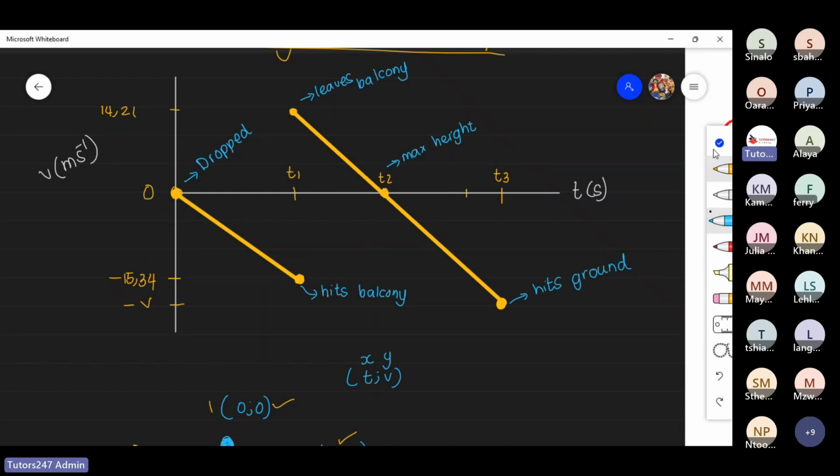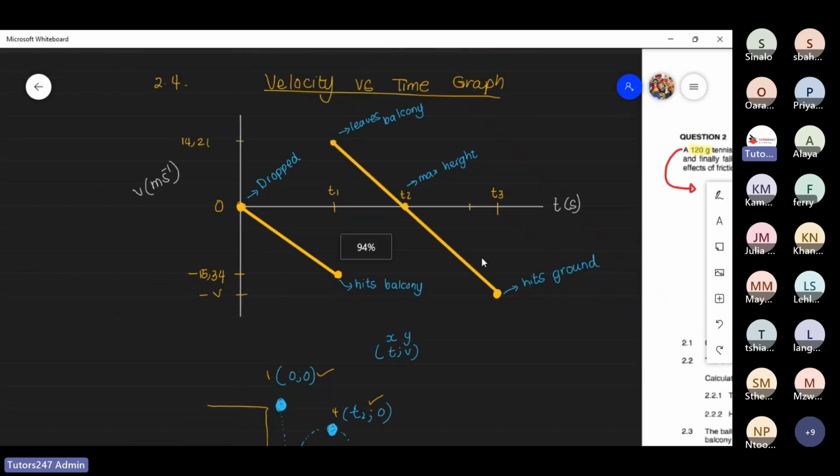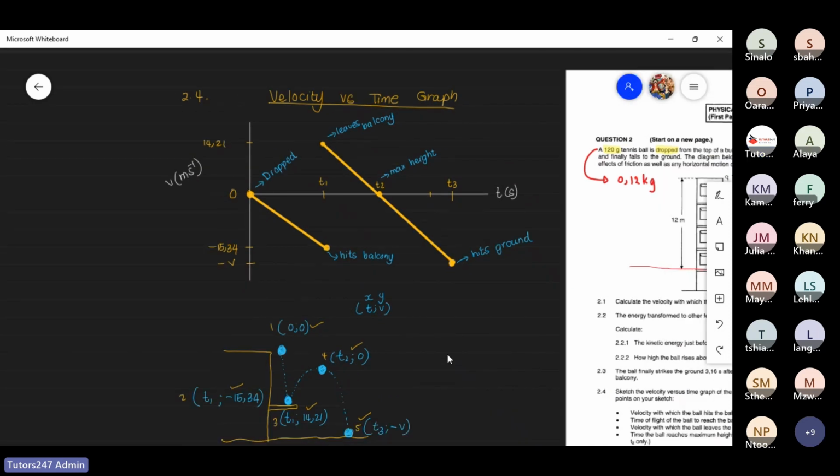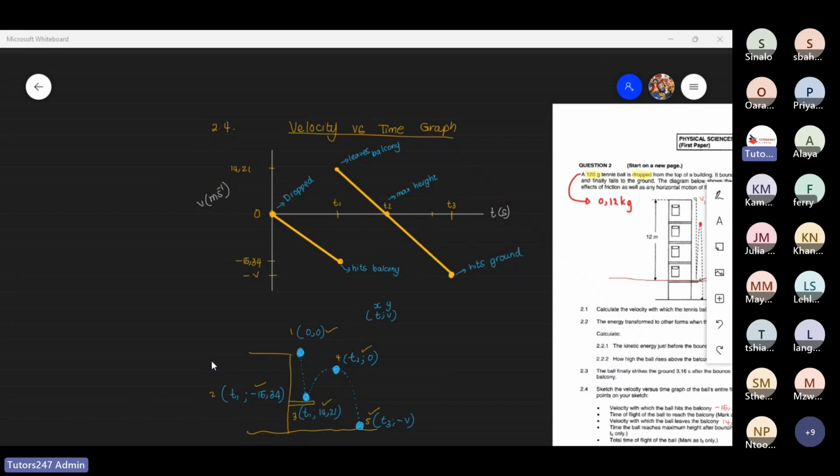Okay, so as mentioned previously, you don't need to include the labels. I've just done that so you can see which is which. So that's our graph. From the time it was dropped till it hit the balcony, went up to maximum height, and then fell down to the ground. That is our graph. There are 2 hands that are up.